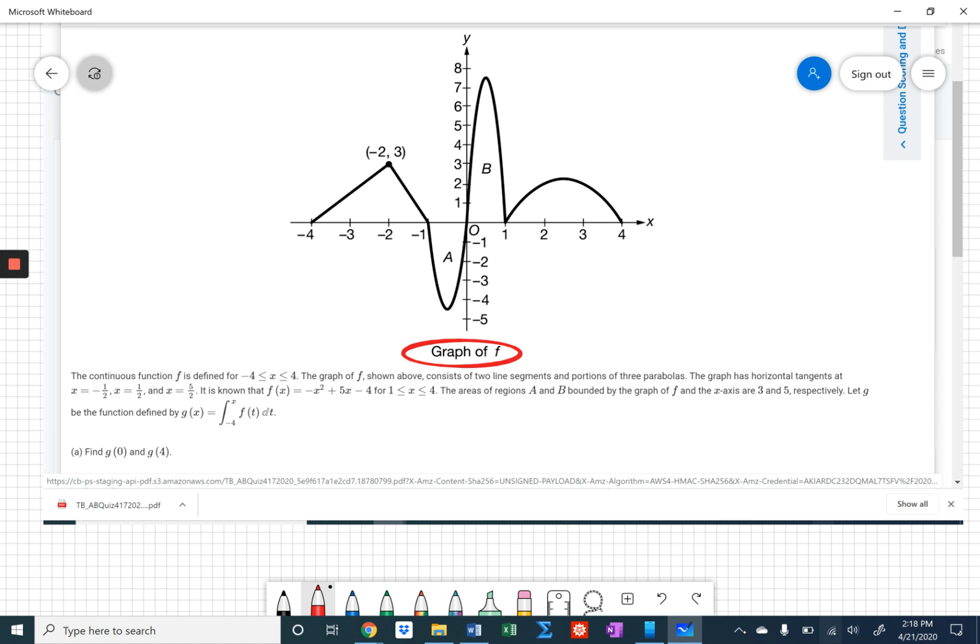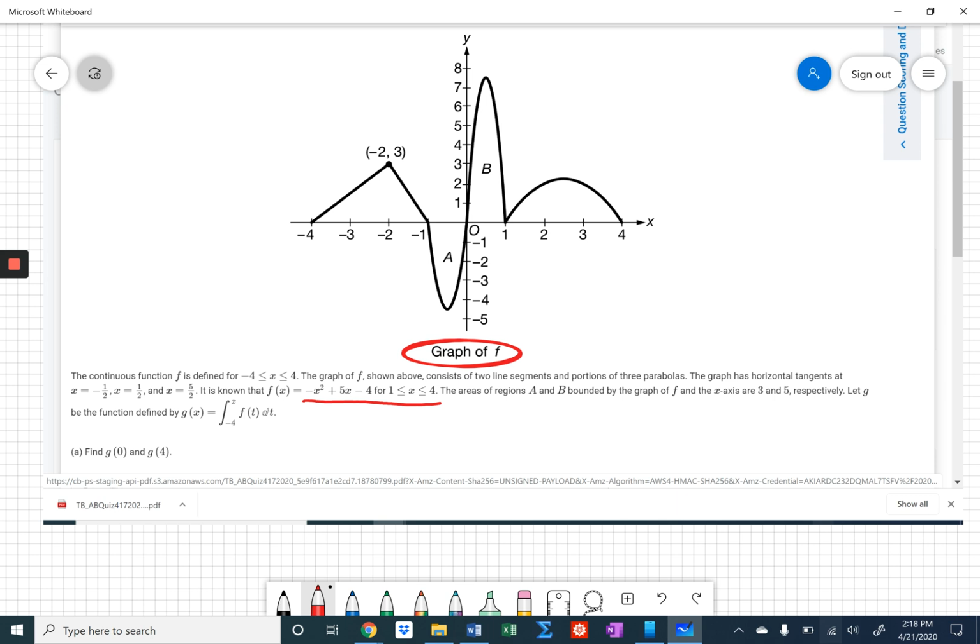And then it is known that f of x is equal to this parabola here, but that's only between 1 and 4. And a mistake that a lot of you made, you try to use that in other places. You try to use that for region A when that's not region A from 1 to 4. That's the unlabeled region that's over here. And so that was a mistake from a good handful of you.